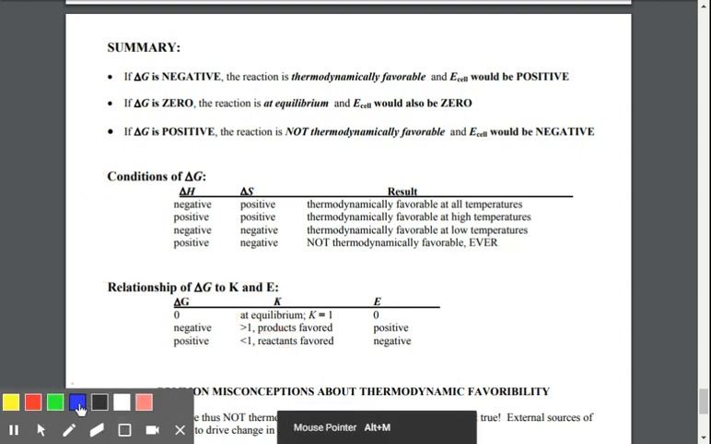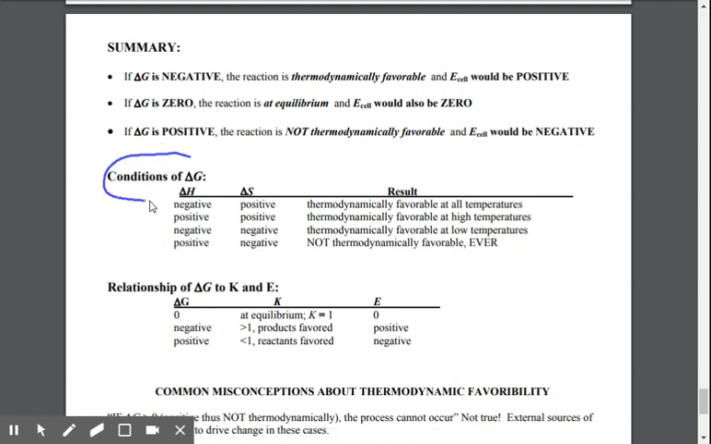What I want to refer to now is conditions of delta G. Where this is being applied is our delta G equals delta H minus T delta S equation.